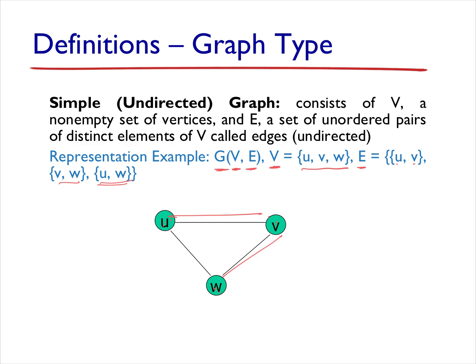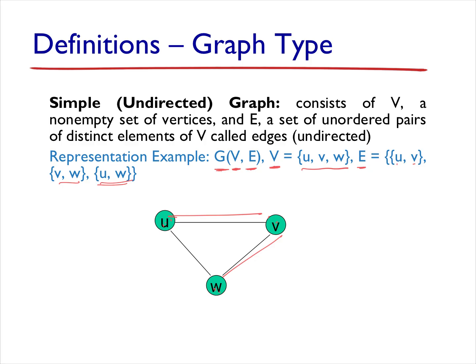Is U to V and V to U the same thing? For an undirected graph, yes, it doesn't matter. So when we say an undirected edge, it means that it doesn't matter. You list it between braces like this. It doesn't matter whether you say UW or WU, it's the same thing. If it's directed, we use parentheses and then it matters. UV is different from VU. Okay?